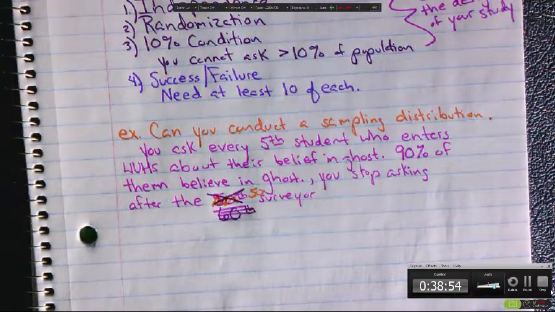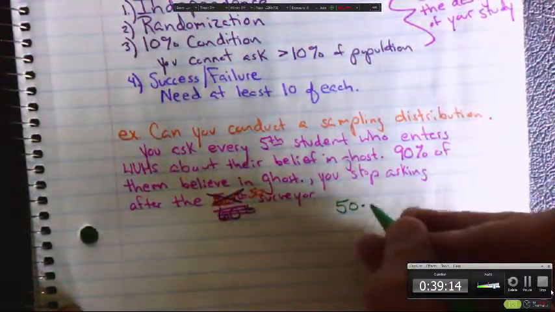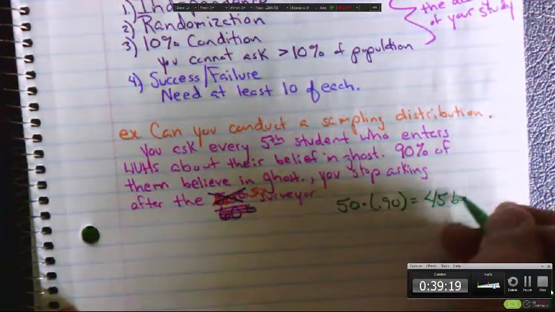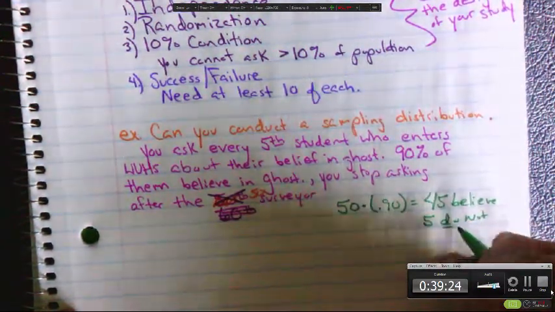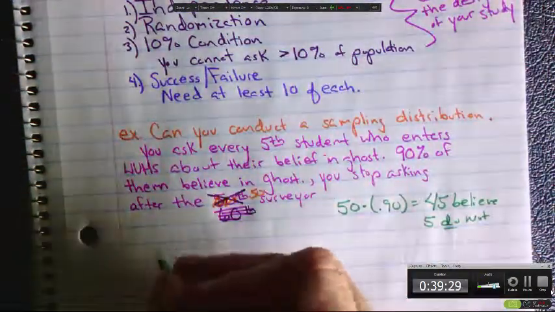We've met that. Okay, success failure. Does this deal with success failure? They either believe in ghosts or they don't believe in ghosts. So it is a success failure problem, and we need at least 10 of each. How many people did we ask? 50 people. We multiply that by 90%, and we get that 45 believe and 5 do not. And that breaks the rule. We have not met the success failure, so we have not met assumption 4.